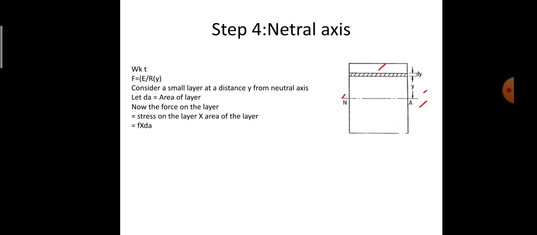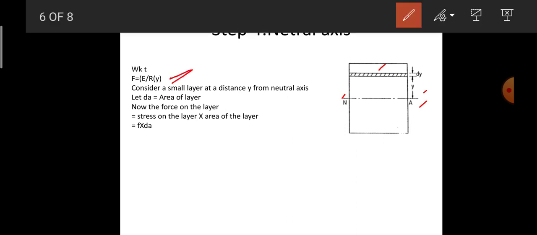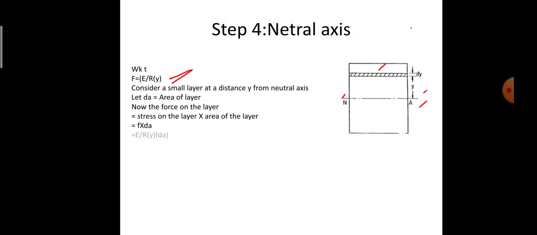So I know the value of the stress as E by R into y. If I substitute that E by R into y, the expression becomes E by R times y into dA. This is the amount of force which is acting on the elementary strip which is at the distance of y from the neutral axis.